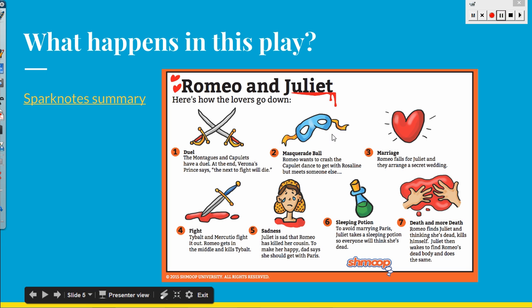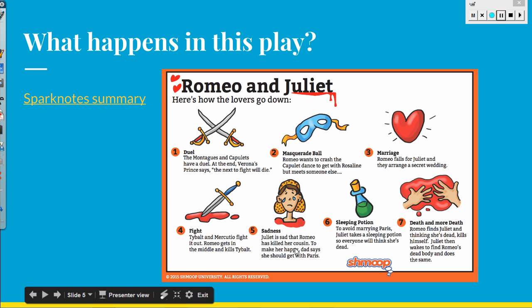There is a masquerade ball where Romeo and Juliet meet. And this is a Capulet ball, okay? Romeo's not supposed to be there, but he sneaks in because everyone's in costume. And he falls in love with Juliet. Okay, they arrange a secret wedding. But at this time, there's a fight between Romeo's best friend and Tybalt, who is Juliet's cousin, okay? And somehow Romeo gets in the middle. He's trying to stop the fight, and he ends up killing Juliet's cousin.